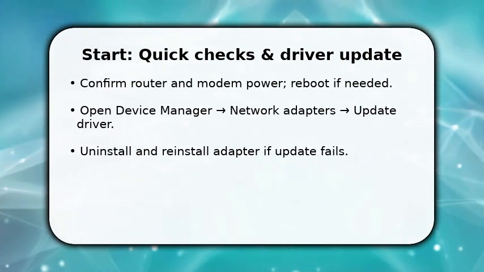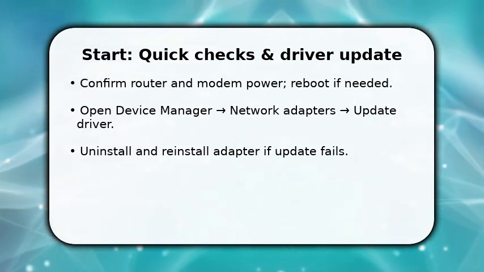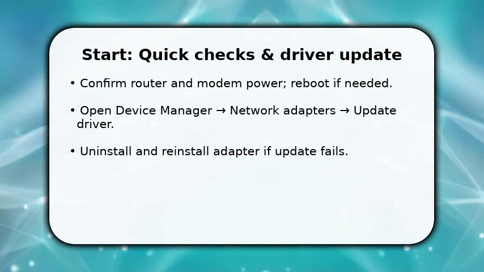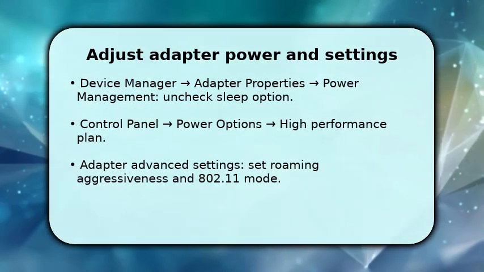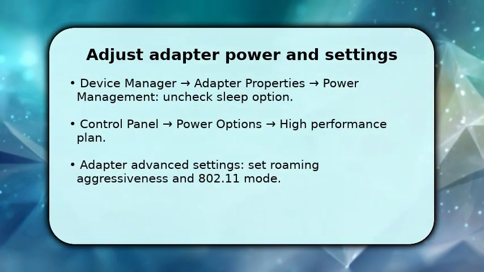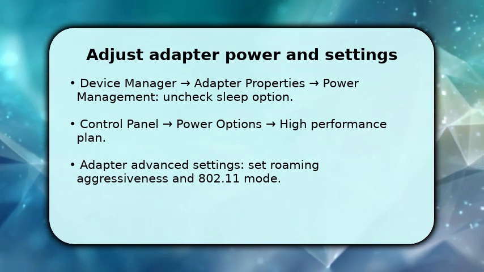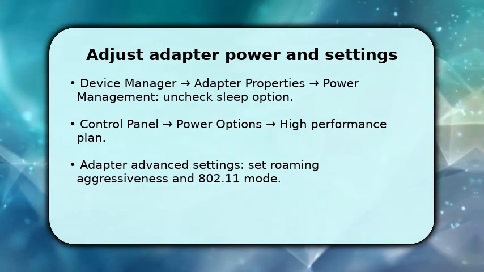Next, you stop Windows from turning off the adapter. In Device Manager, open the adapter's properties, power management, and uncheck Allow the computer to turn off this device to save power. Then switch to a high-performance power plan in Control Panel so wireless stays active.